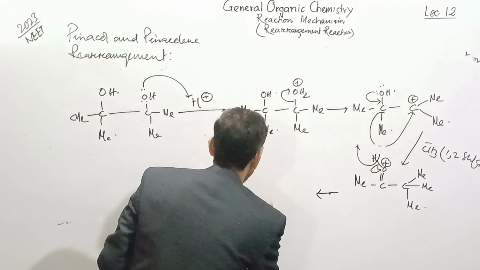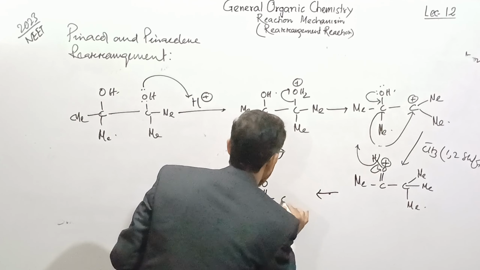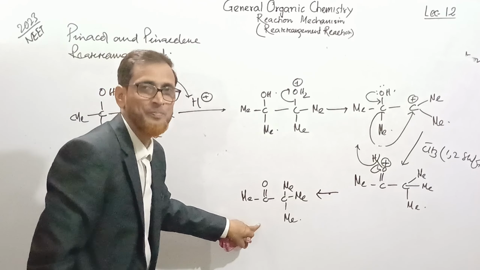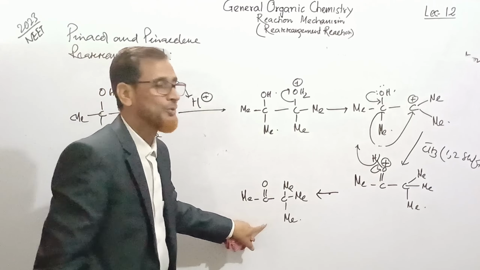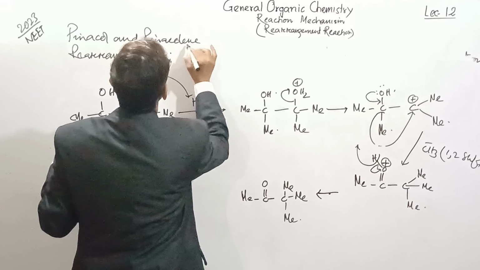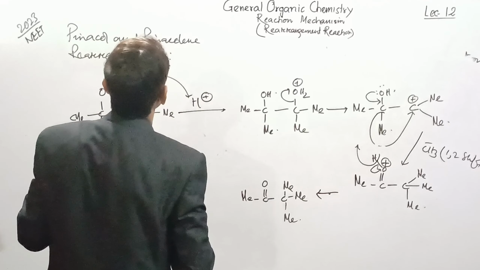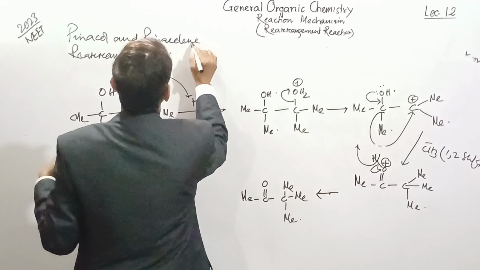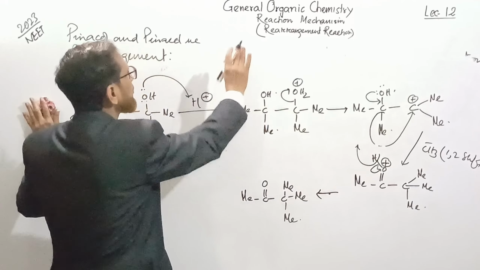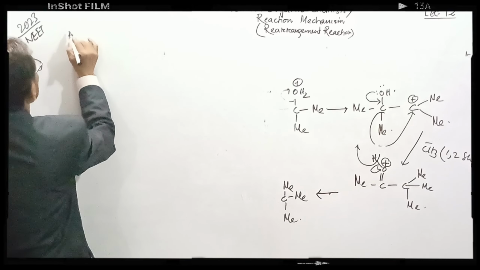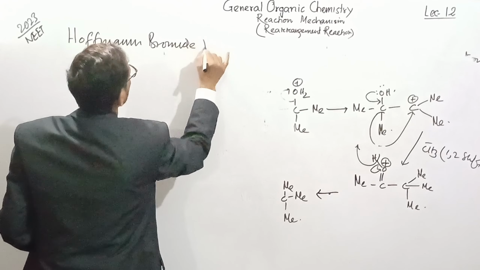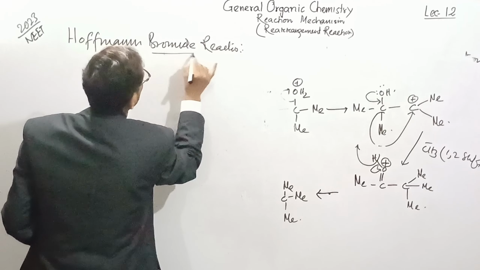So what you get is a ketone. Earlier it was an alcohol, so alcohol to ketone. So pinacol to pinacolone. Pinacol to pinacolone. Pinacolone. Am I right? So this is one of the interesting applications of rearrangement through the reaction mechanism. This is a very famous reaction.